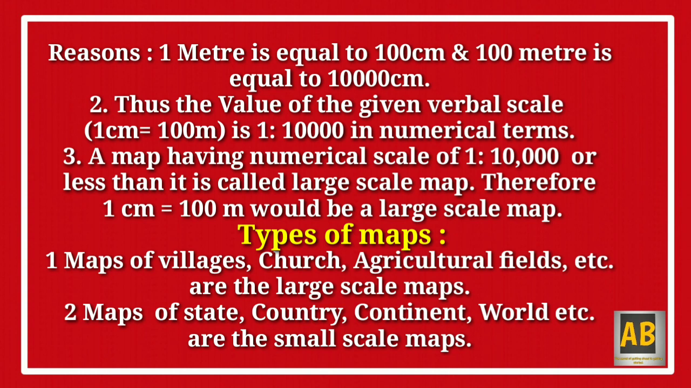Thus, the value of the given verbal scale, 1 centimeter is equal to 100 meter, is 1:10,000 in numerical terms. A map having a numerical scale of 1:10,000 or less than it is called a large scale map. Therefore, 1 centimeter is equal to 100 meter would be a large scale map. Types of maps. Maps of village, church, agricultural fields, etc. are large scale maps. Maps of state, country, continent, world, etc. are small scale maps. Next question.